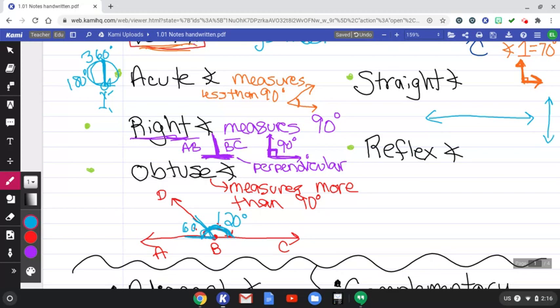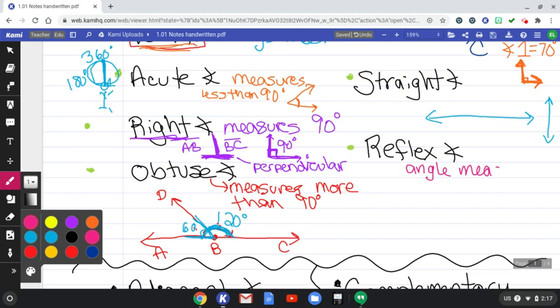Okay. A reflex angle is kind of a special case. We really won't use it all that much, but I didn't want to leave it out because it might show up in one of the multiple choice answers along the way. A reflex angle is an angle measuring between 180 degrees is less than x is less than 360. So that measure of the angle is somewhere between 180 and 360. So it's actually greater than 180.